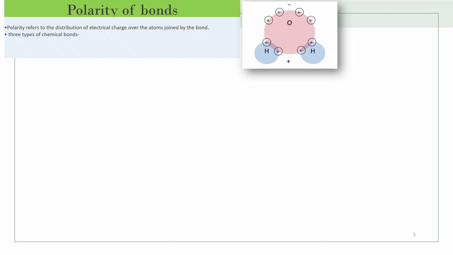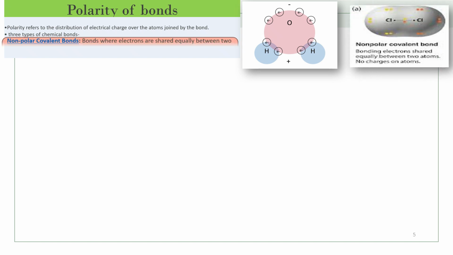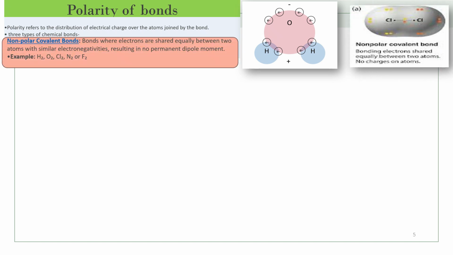and ionic bond. The first one is non-polar covalent bond. When a covalent bond is formed between two similar atoms like hydrogen, oxygen, chlorine, nitrogen and fluorine, the shared pair of electrons is equally attracted by the two atoms. As a result, the electron pair is situated exactly between the two identical nuclei. The bond formed is called a non-polar covalent bond. So there is no charge created on these two bonded atoms.